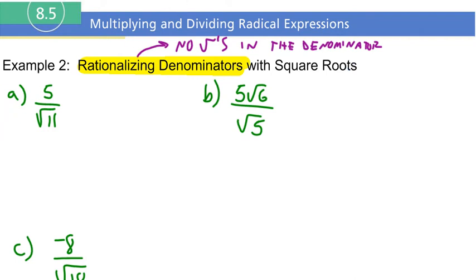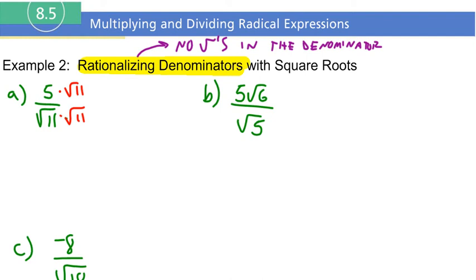Check this out. Look at part A here: 5 over radical 11. The way that you rationalize a denominator is you multiply the radical, just the radical, by itself, top and bottom. So I want to multiply this top and bottom by radical 11, so radical 11 times radical 11.